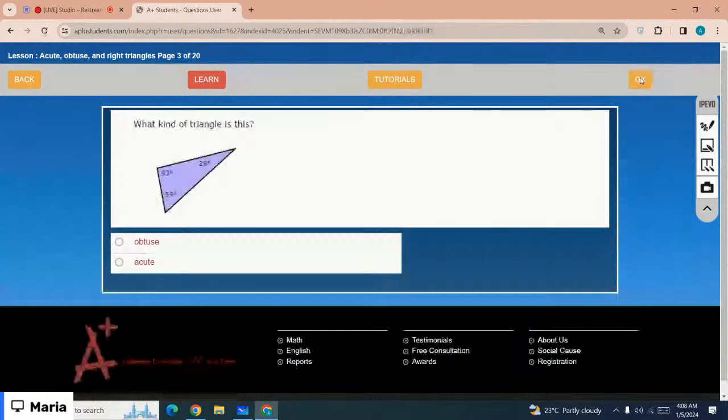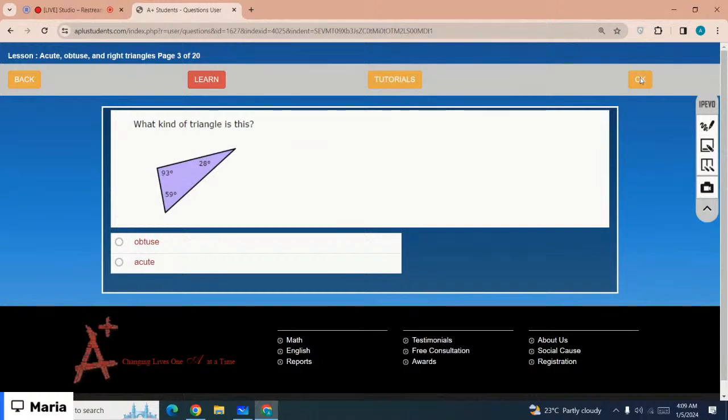Okay, what kind of triangle is it? The angles are 93 degrees, 28 degrees, and 59 degrees. The options you are given are obtuse and acute. Which is the correct option? Be careful, just look at the measurements of the angles, right? One of the angles is 93 degrees, more than 90, right? So that means that is the obtuse triangle. One angle is more than 90 degrees, the other two are acute angles.